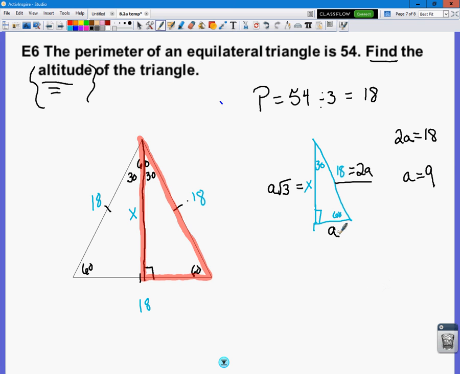So this would be 9. In fact, not only did it split this angle in half, it actually bisected this segment that was on the bottom. And I'm going to replace this with the 9 as well. So this is 9 square roots of 3. So my altitude is 9 square roots of 3.